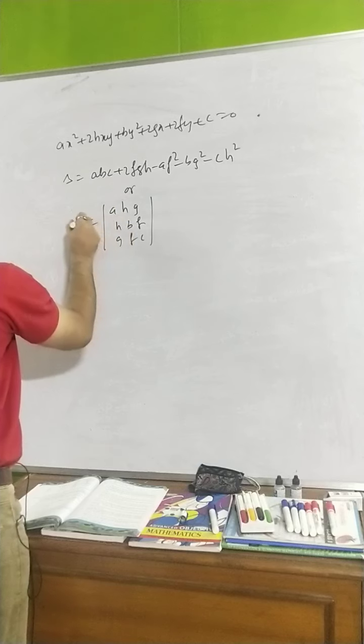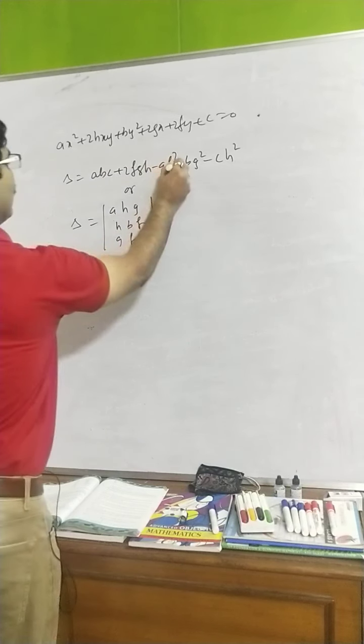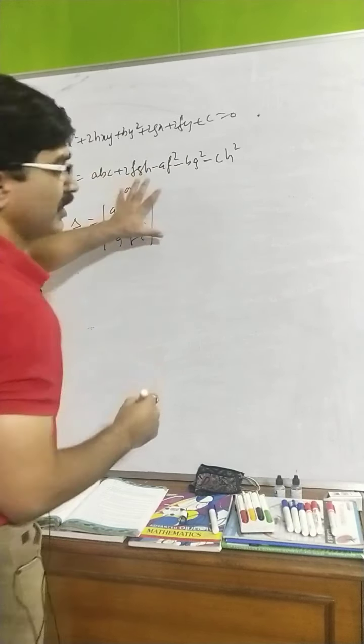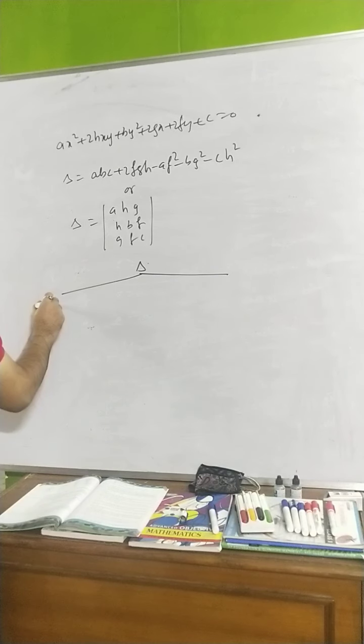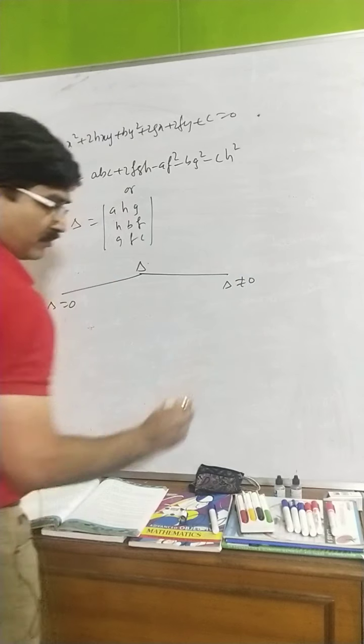Yeah, you can write like this also. Either this or this one you can say. Delta is this one. Now related to delta, we are getting two things. One is if delta is equal to 0, the other one is delta is not equal to 0.